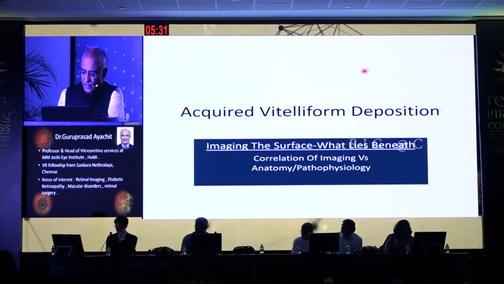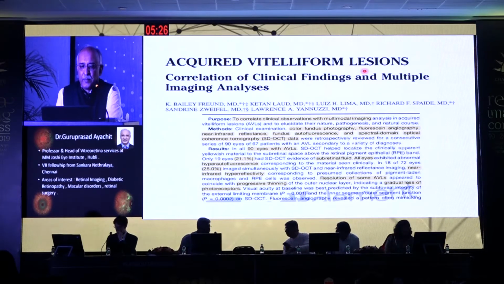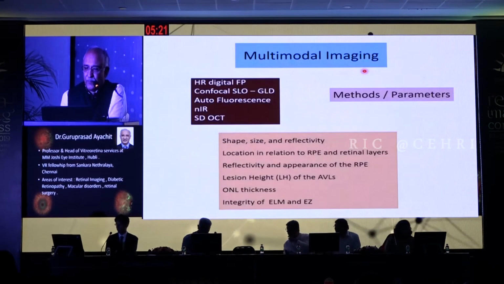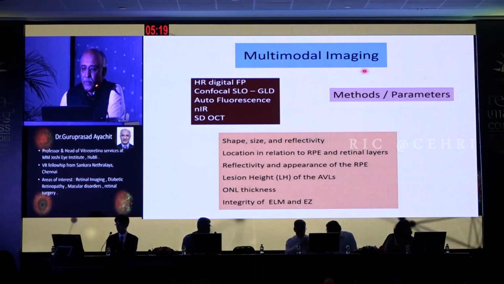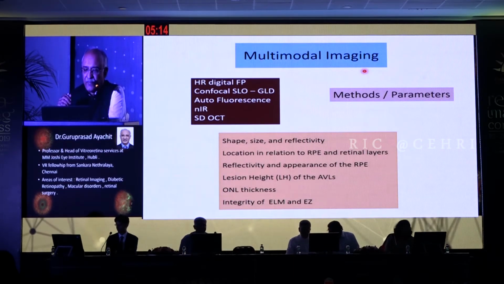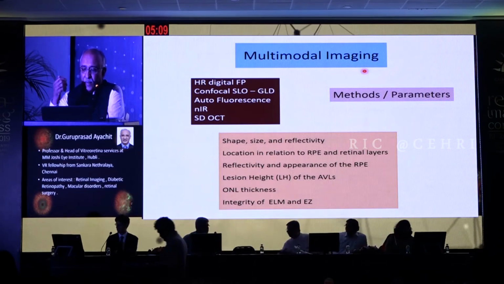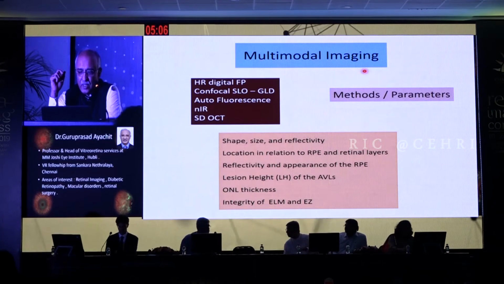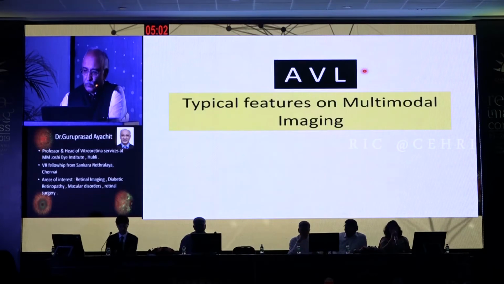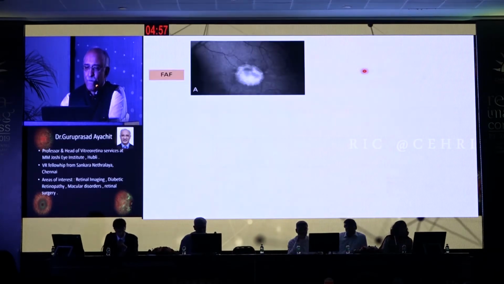So what lies beneath? Let us see. The main basis of my presentation is a paper by Dr. Bailey-Freund and Januzzi, and let's see what they have to say. So they did multimodal imaging, and they looked at the parameters: shape, size, reflectivity, location in relation to the RPE and retinal layers, reflectivity and appearance of the RPE, lesion height, outer nuclear layer thickness, and integrity of the ELM and EZ.